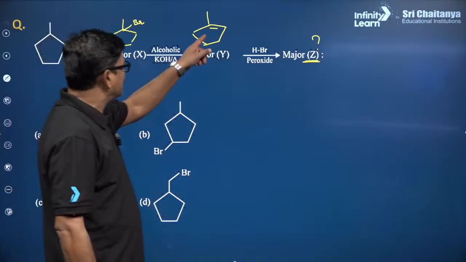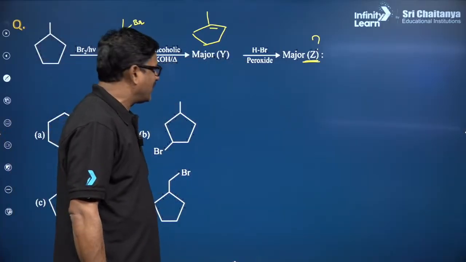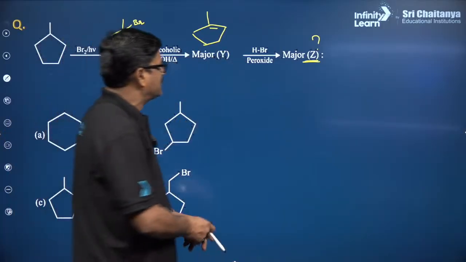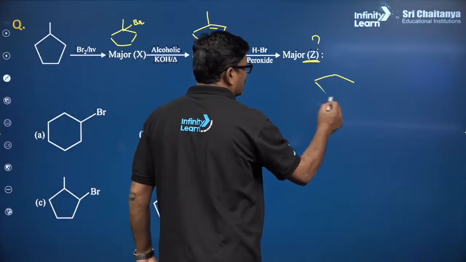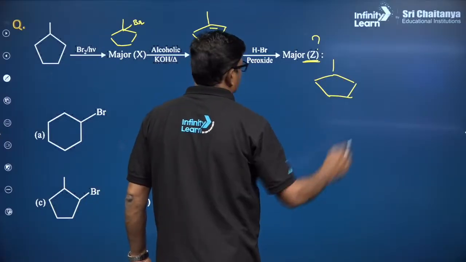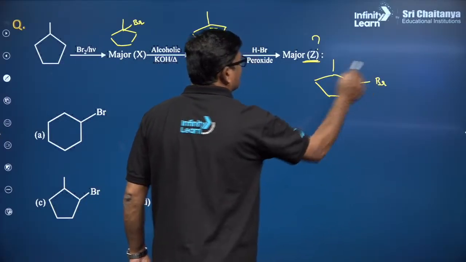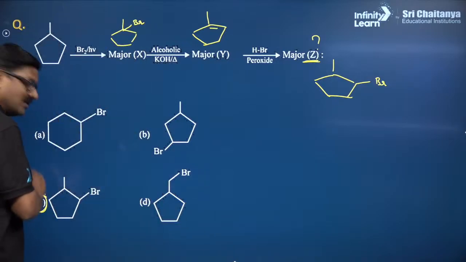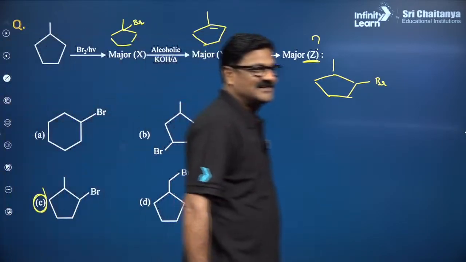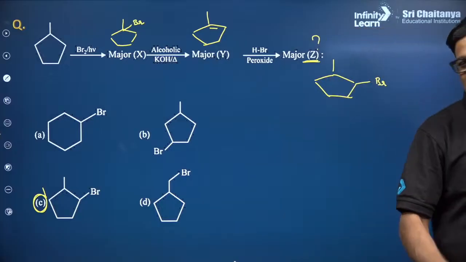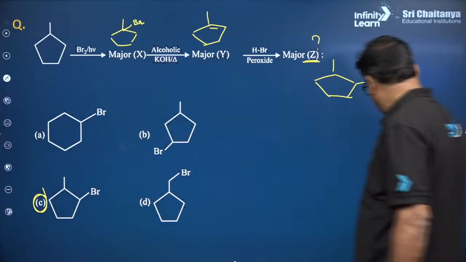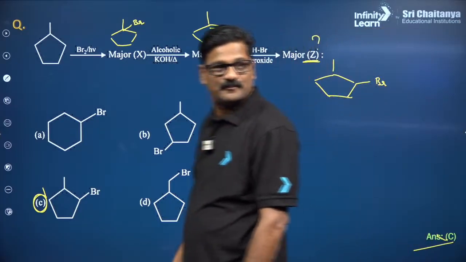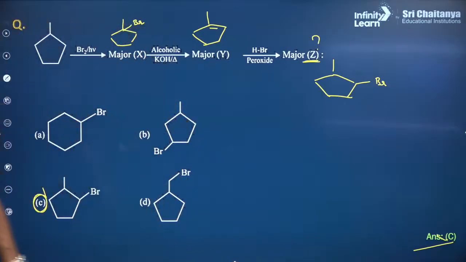And this is treated with HBr in the presence of peroxide. Anti-Markovnikov addition takes place. So according to anti-Markovnikov addition, bromine should come here. So the answer for this question is going to be C. How many got C as the answer? Put it in the chat box. C is the correct answer for this question. That's good. Let us see one more question.